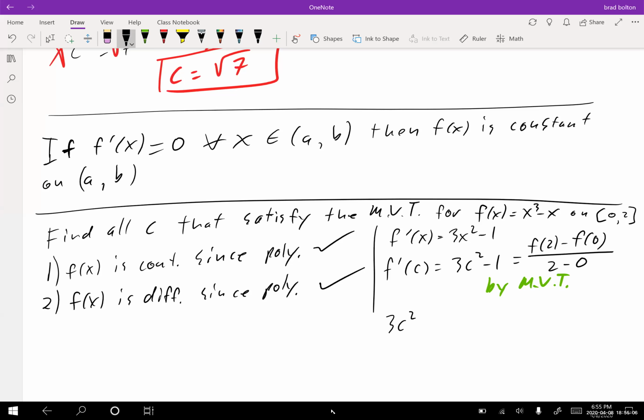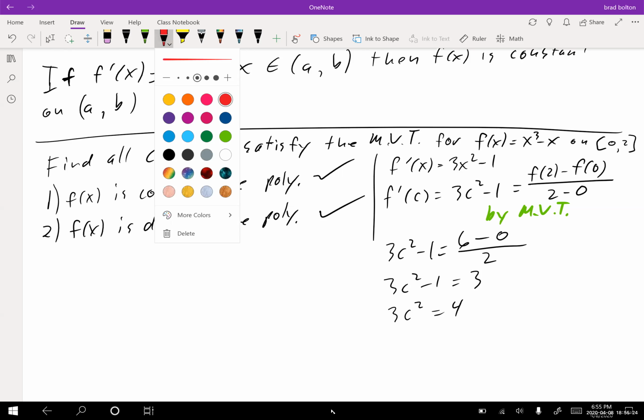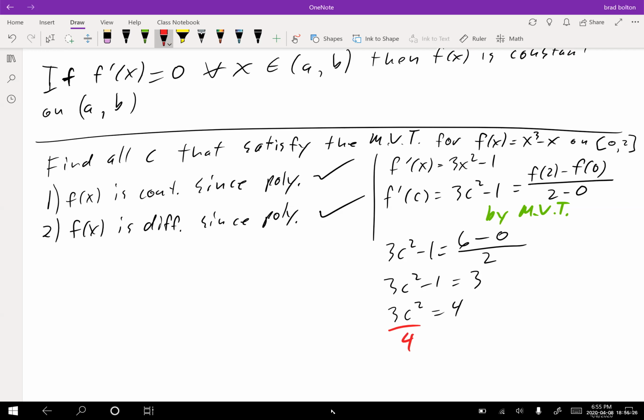So we have 3c squared minus 1 is equal to, plug 2 into the original, we get 8 minus 2, which is 6, minus 0, all over 2. So we have 3c squared minus 1 is equal to 3. So we end up with 3c squared is equal to 4. Let's divide both sides by 3, and I think we should be home free on this one. So we got c squared is equal to 4 over 3. So then c is equal to plus or minus the square root of 4/3.